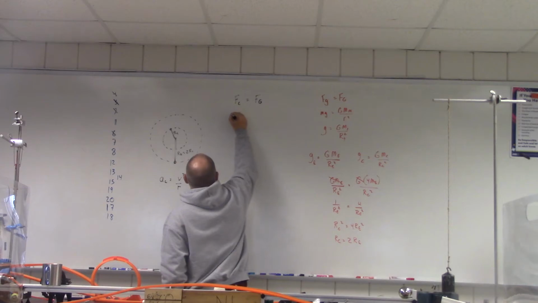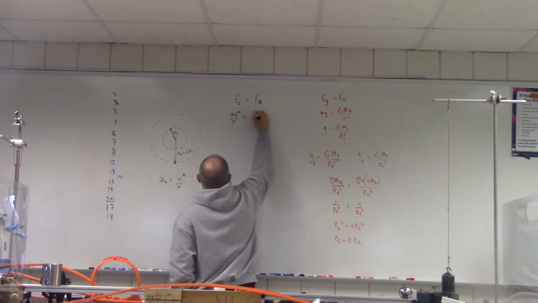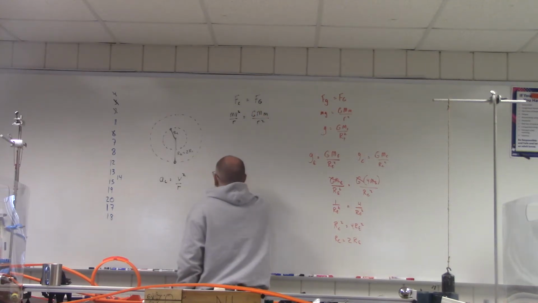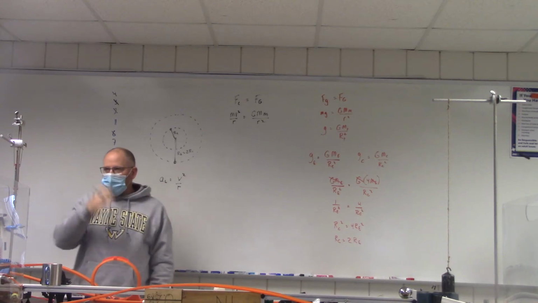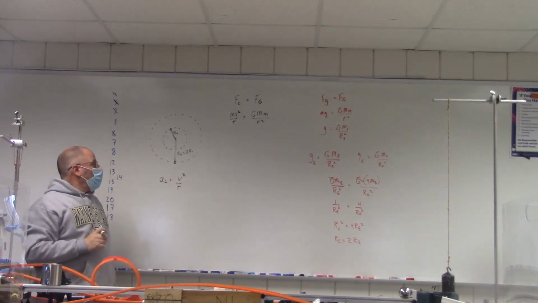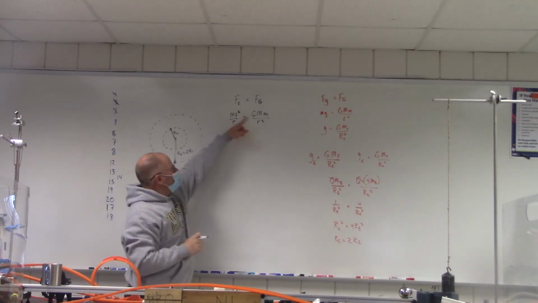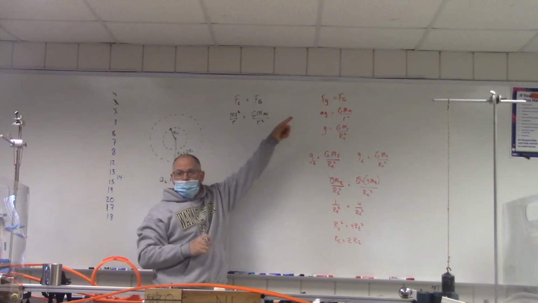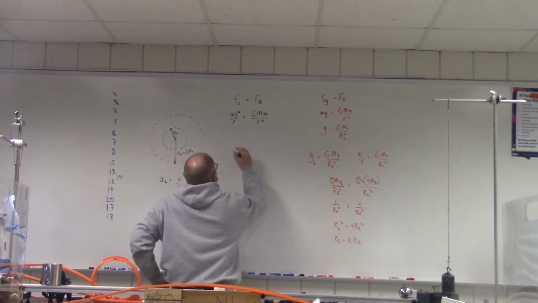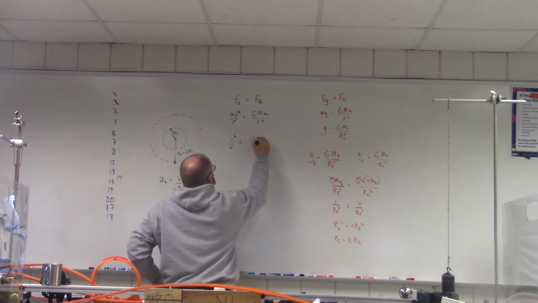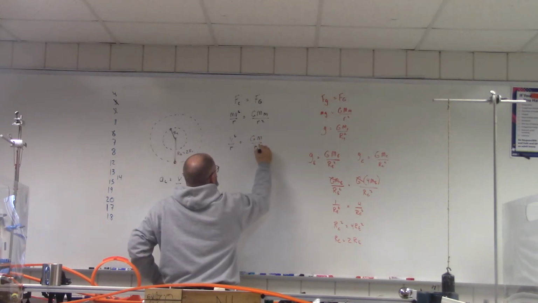Centripetal force is mv squared over r. Gravitational force is GMm all over r squared, where in this case, r is your center to center distance. Cool? What I'm noticing right away though is these m's, this is the m of the orbiting body, this is also the m of the orbiting body, so those can cancel. And I'm left with v squared over r is equal to GM over r squared.